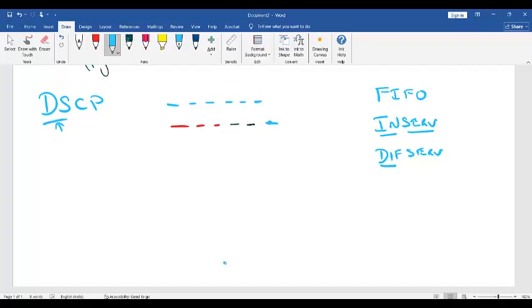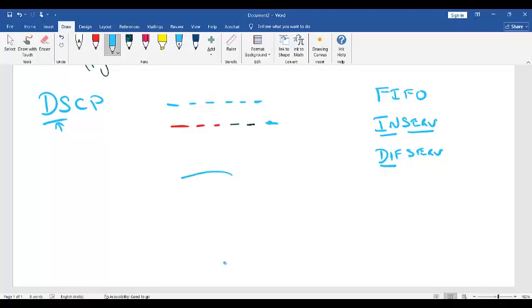Integrated service, differentiated service. What does that mean? Integrated service is end-to-end. Differentiated service is hop-by-hop QoS. Integrated service is end-to-end QoS. Differentiated service is hop-by-hop QoS. Hop-by-hop. Integrated service and differentiated service. What exactly does end-to-end mean?